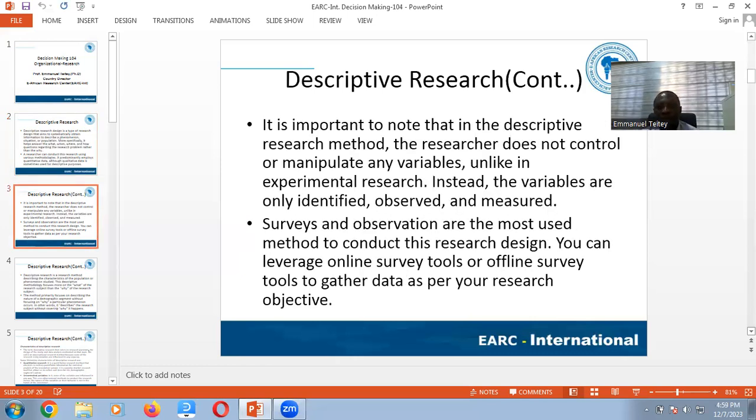It is important to know that in the descriptive research method, the researcher does not control or manipulate any variables, unlike in experimental research. Instead, the variables are only identified, observed, and measured. Observation and survey are the most used methods to conduct this research design. You can leverage an online survey tool or offline survey tool to gather data as per your research objective.